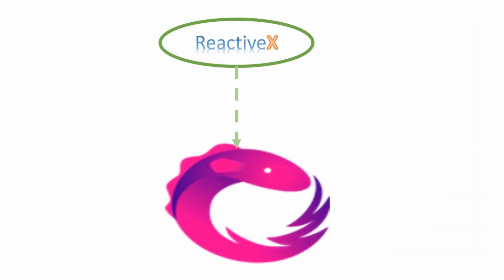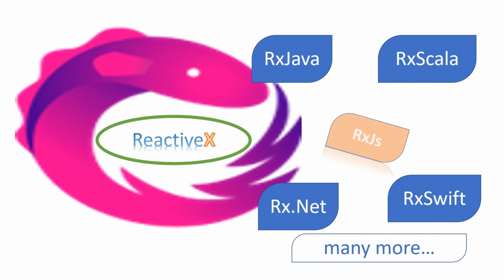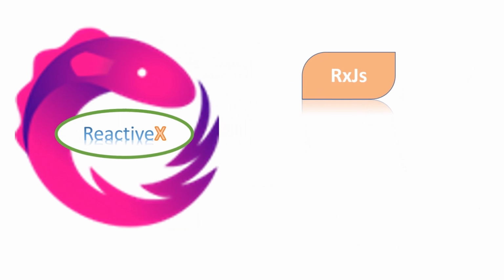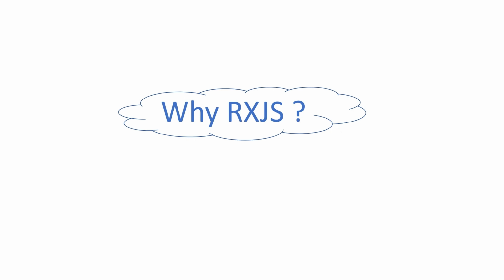RxJS is the JavaScript version of a popular library called ReactiveX. And ReactiveX simplifies reactive programming, or, more specifically, asynchronous and event-driven programming using observables. Because of its simplicity and usefulness, the ReactiveX library has copies in many different languages. If we look at the weekly download numbers of RxJS, we can clearly figure out its huge popularity. Having said that, due to its large API base, it often looks intimidating to start with.